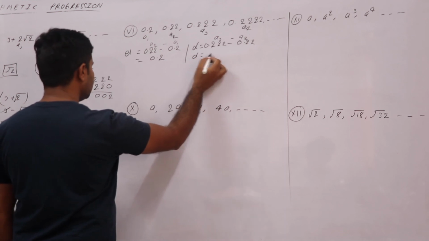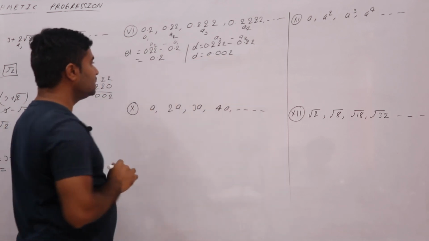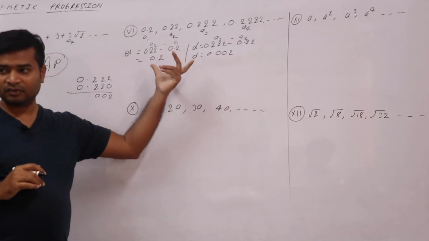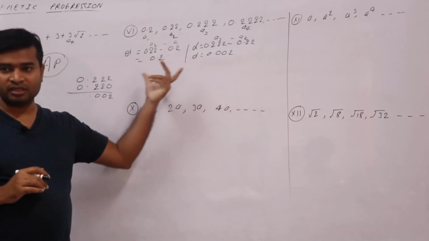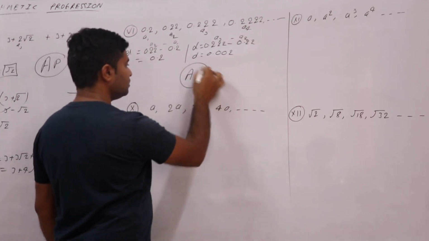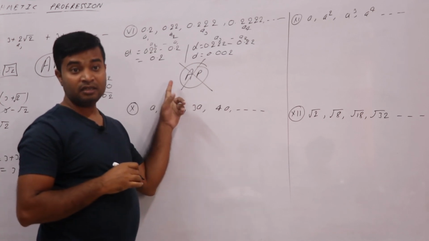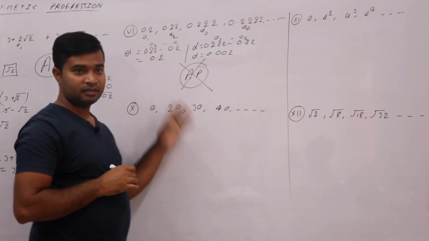D is equal to 0.002 and 0.02. Are both the same? No, sir. Both are not the same. So this is not in AP. Not in AP. Correct? Yes, sir. Acha.